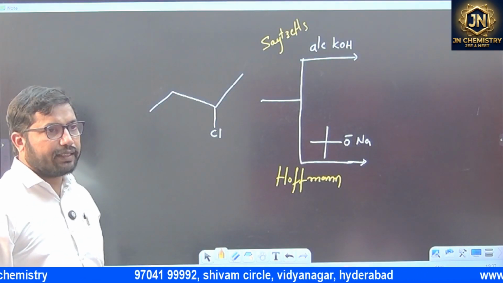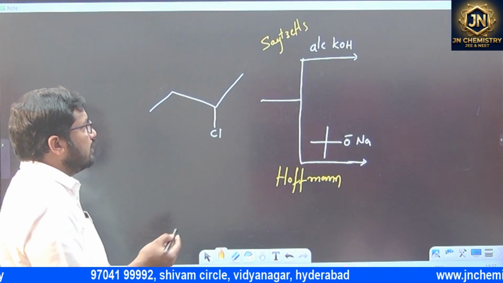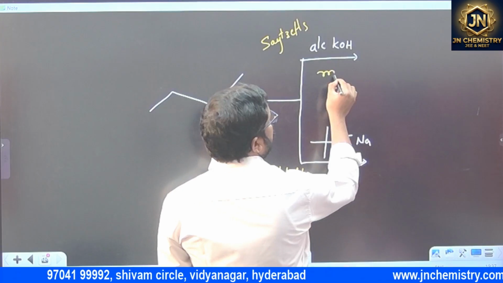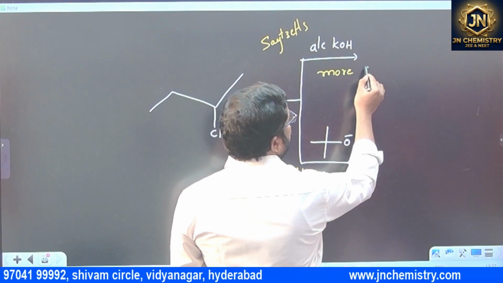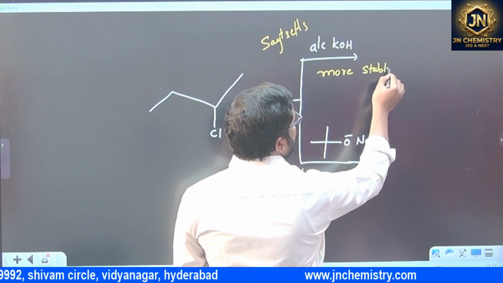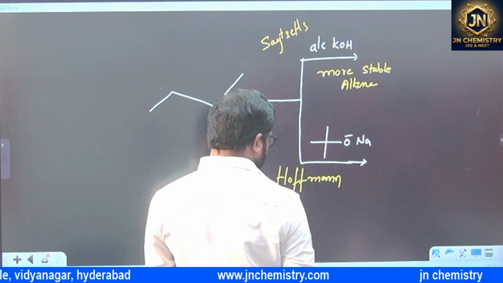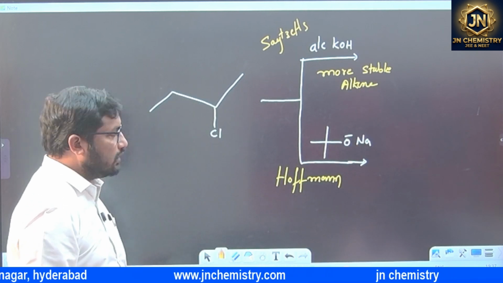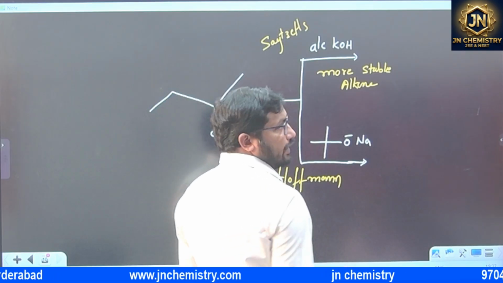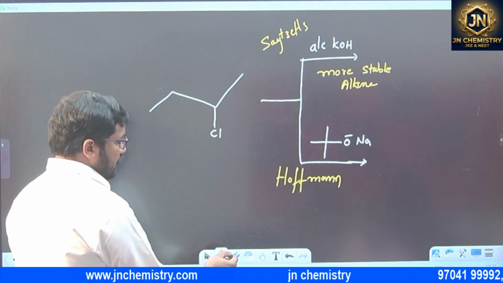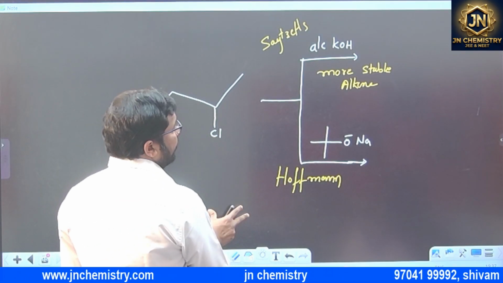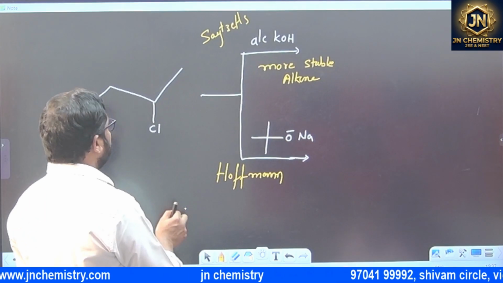First we'll discuss what exactly the Saytzeff product means. A more substituted alkene, a more stable alkene, is forming. In the Hoffmann case, a terminal alkene is forming. So first I'll discuss alcoholic KOH, what exactly happens. First I'll write the product, of course.